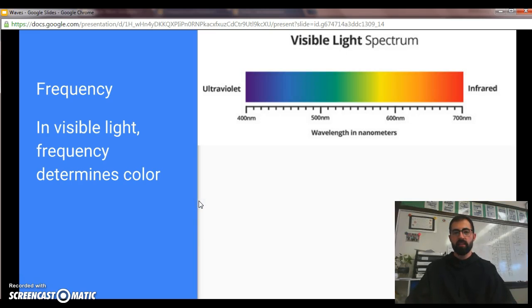The same principle applies also in light. In visible light, the frequency determines the color. Of course, here they show wavelength. Same rule applies. As frequency changes, it determines what color we see.